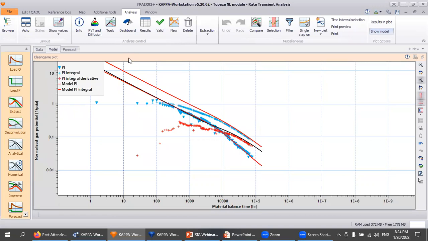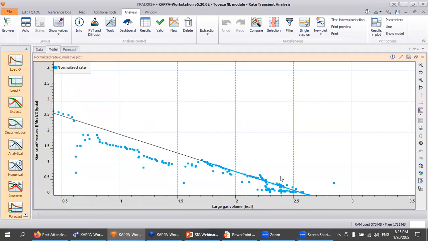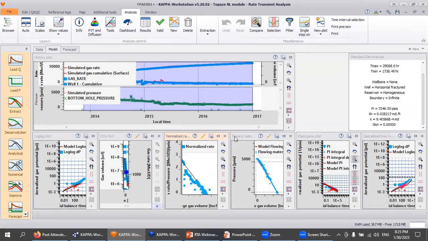Second feature, you will have merging between the PI integral and PI integral derivative if you have a more established and clearer boundary dominated flow. Another diagnostic tool available right here is the normalized Blasingame plot. Once you have clear identification of boundary dominated flow, you can generate a straight line to predict the x-axis intercept, which is the value of hydrocarbon initially in place, or gas initially in place for this example, as we have a gas well.